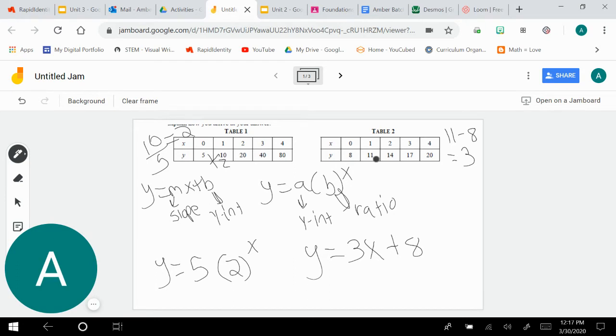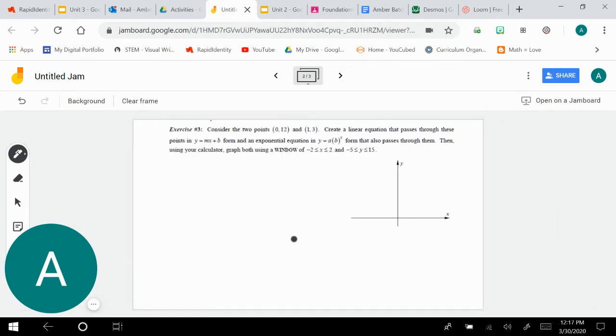So the differences between these two is that this is multiplying by 2 starting at 5. This is starting at 8 and adding 3 every time. Okay, so example of exponential, example of linear. So now let's look at their types of graphs for linear and exponential.